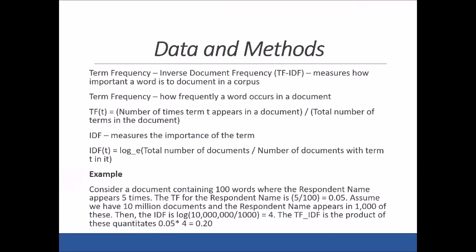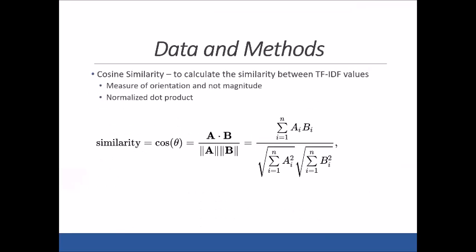So, for example, consider a document containing 100 words where the respondent's name appears 5 times. For the TF, the respondent's name will be 5 divided by 100, or 0.05. Assume we have 10 million documents and the respondent name appears in 1,000 of them. Then the IDF is the log of 10 million divided by 1,000, which is 4, and then we take the product of those two.